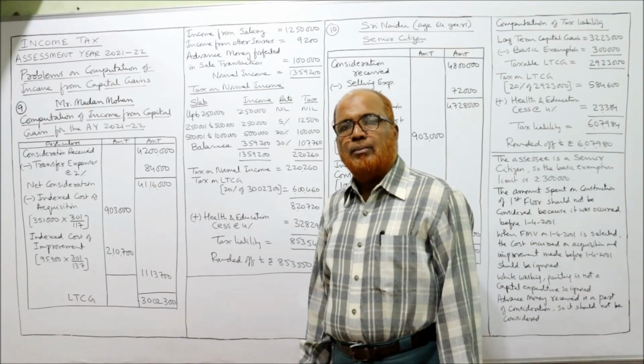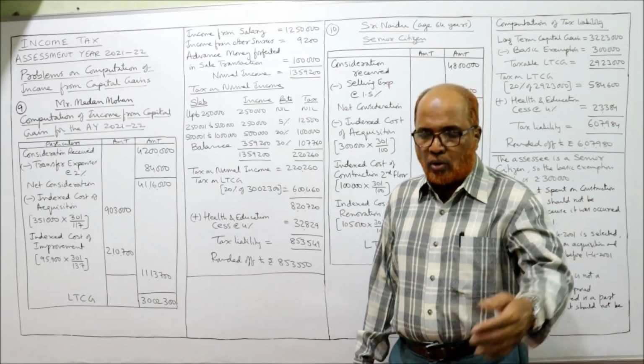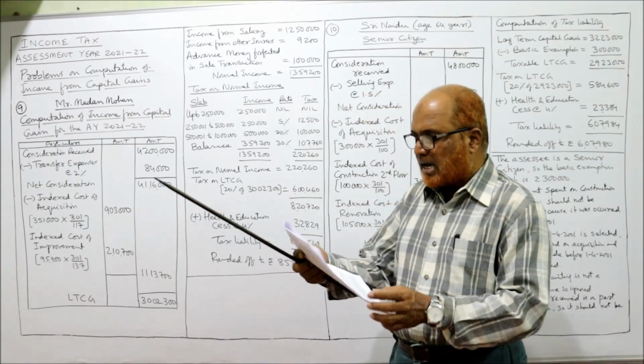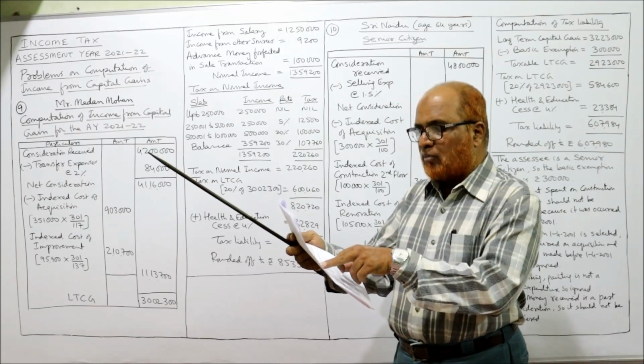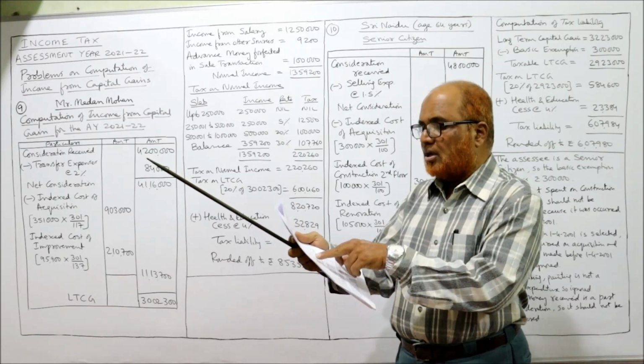Now the indexed cost of improvement. One more floor was added. When it was added, it is given here that one more floor was added for 95,000.